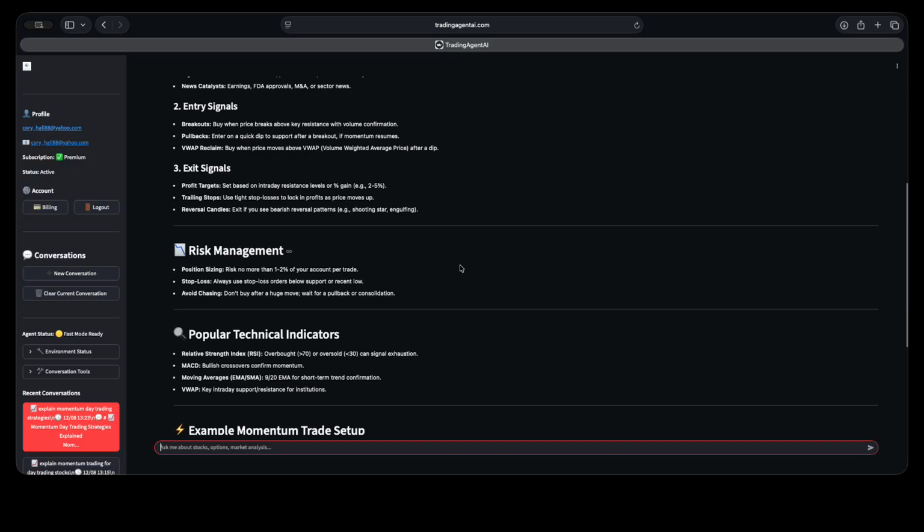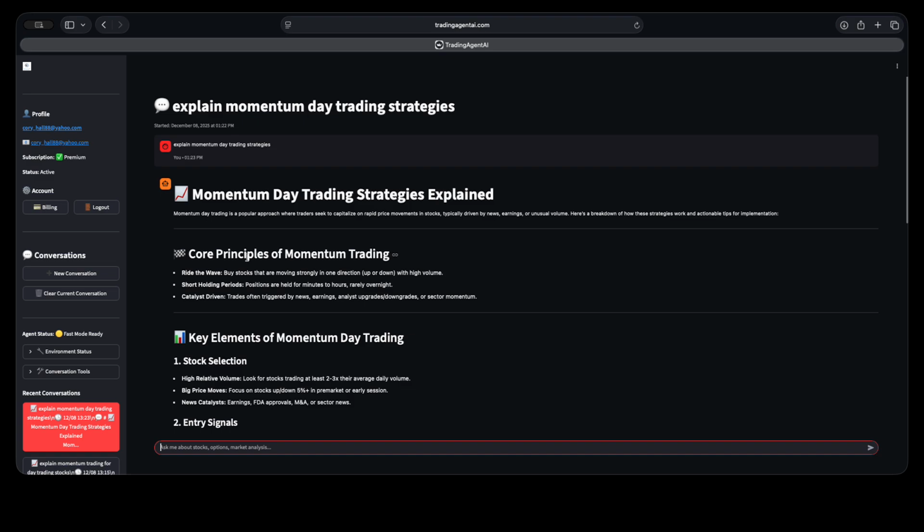And the reason why I do this is because I want you to understand that not only can the agent help you find trades, analyze trades, and make trades and give you trade setups, but it can also explain things to you and teach you as well. So think of it almost as a trading partner slash mentor slash teacher.